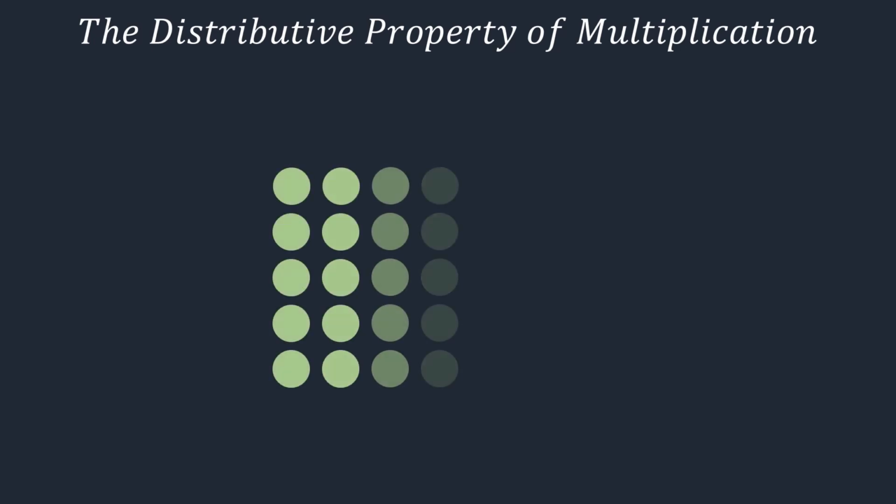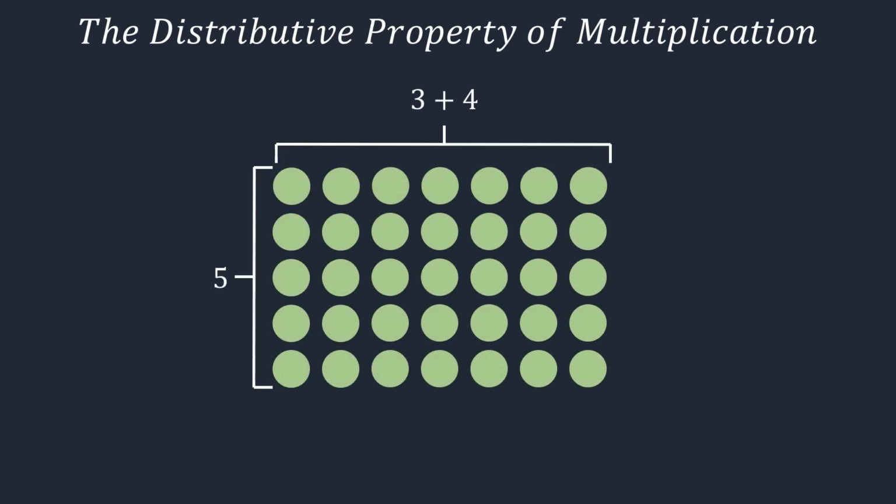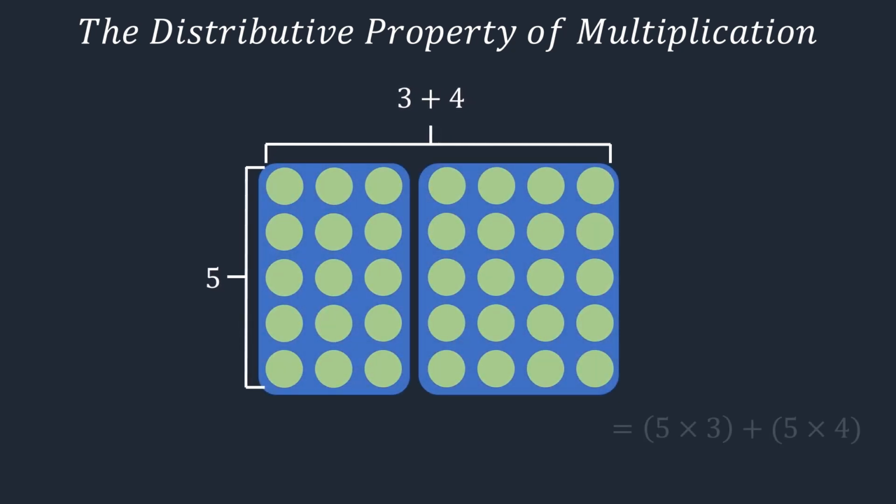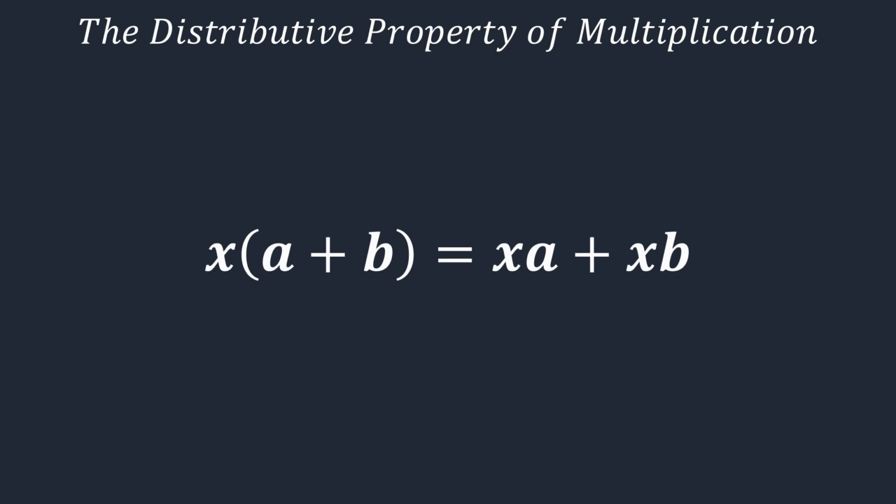The distributive property of multiplication basically tells you how you can multiply a number, say 5, by the sum of two other numbers, say 3 plus 4. 3 plus 4 is 7, so this is 5 times 7, which is 35. But another way you can do this is multiply 5 by 3, then multiply 5 by 4, and add both of them together. So generally, we can write that a number x times the sum of two other numbers a plus b is equal to x times a plus x times b.